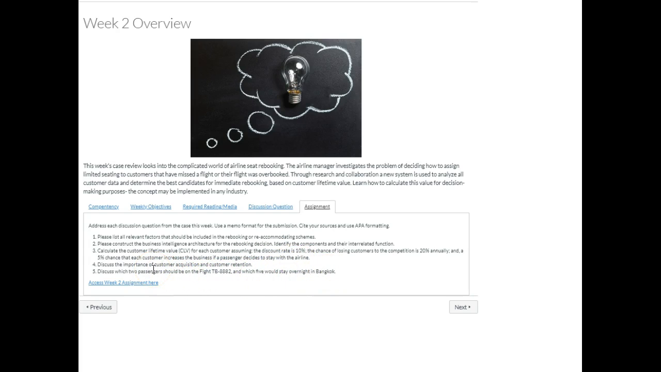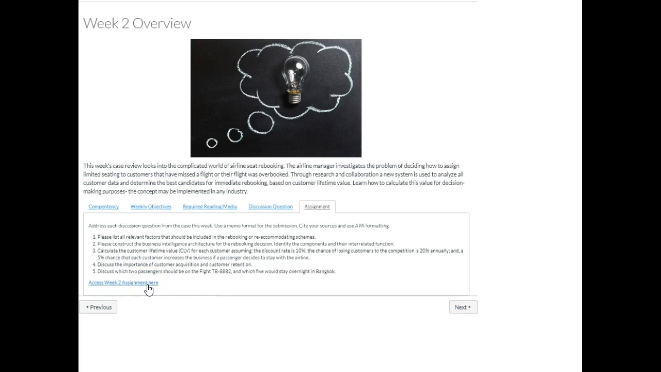Then you're going to calculate the customer lifetime value for each customer, assuming the discount rate is 10% and the chance of losing a customer to the competitors is 20% annually, and a 5% chance that each customer increases the business if a passenger decides to stay with the airline. Number 4, discuss the importance of customer acquisition and customer retention. Then you'll discuss which 2 passengers should be on the flight and which 5 should stay overnight in Bangkok.